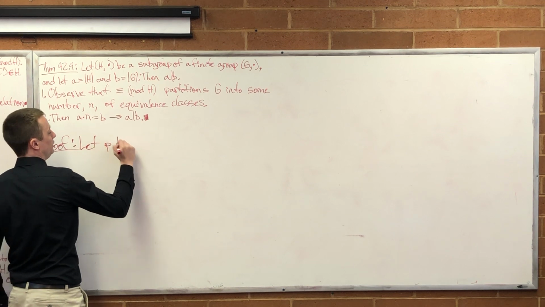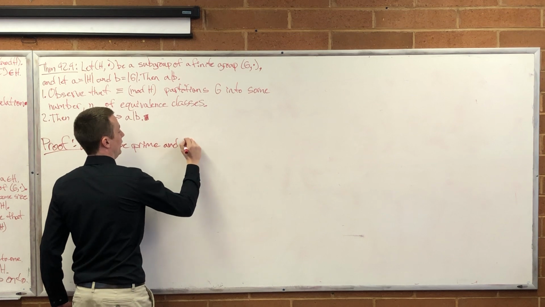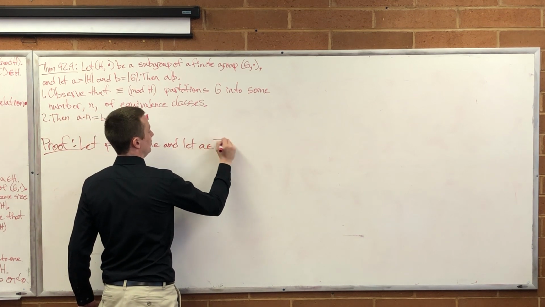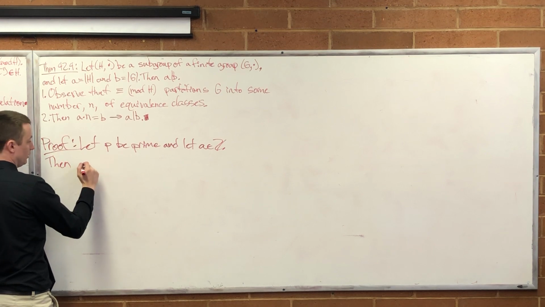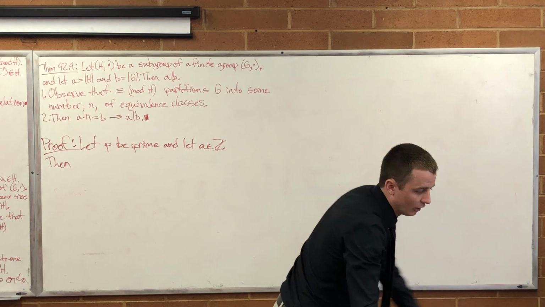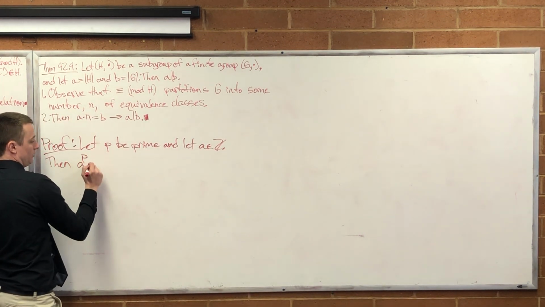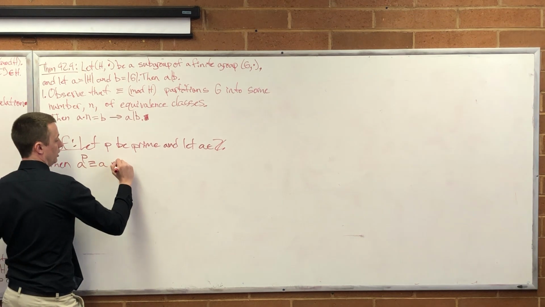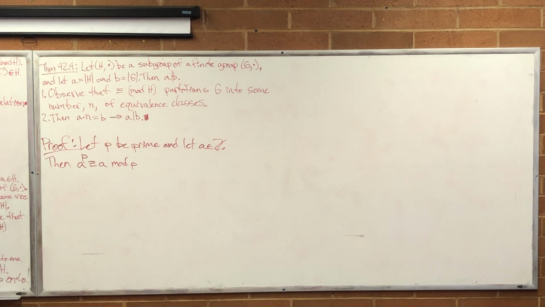Let p be prime and let a be an integer. Then a to the p is congruent to a mod p. Sorry, I was going to write it wrong. That's what we'll prove.